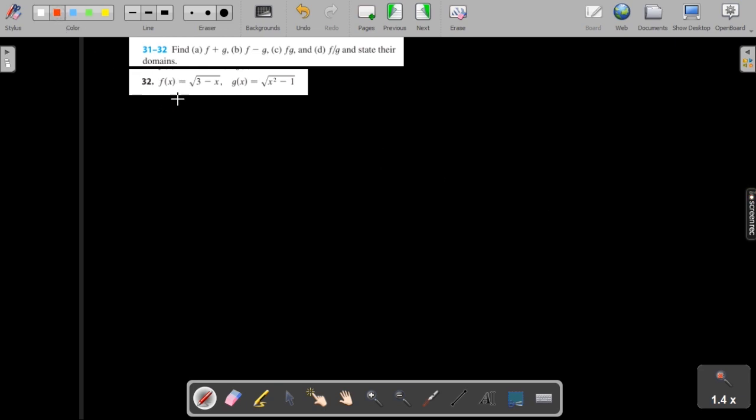So here we're given two functions f and g, and we're asked to compute each of these, starting with part a, where we're asked to add the two functions. So let's add f and g and see what we get. We're going to start with f as we're given here, and we're just going to add it to g.